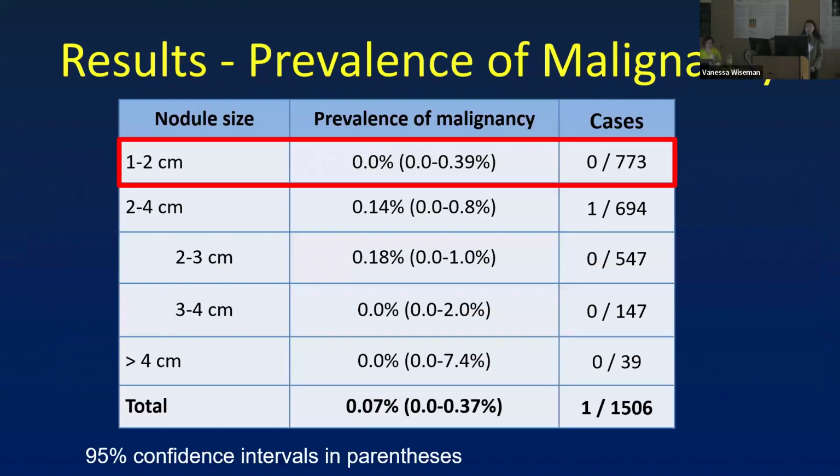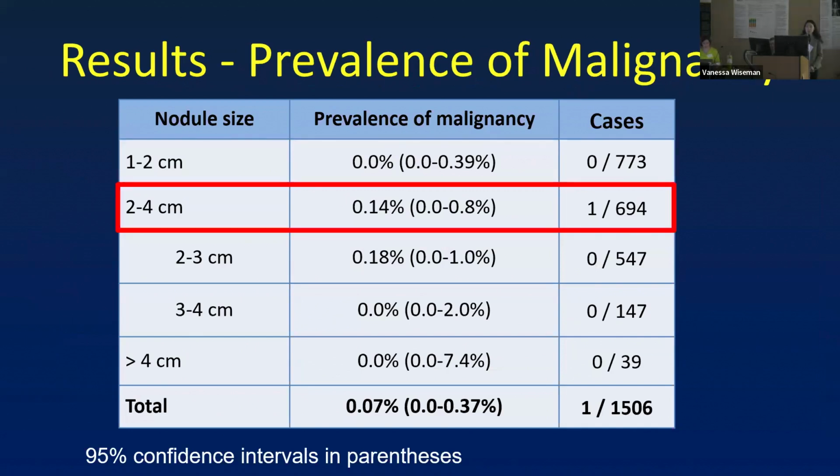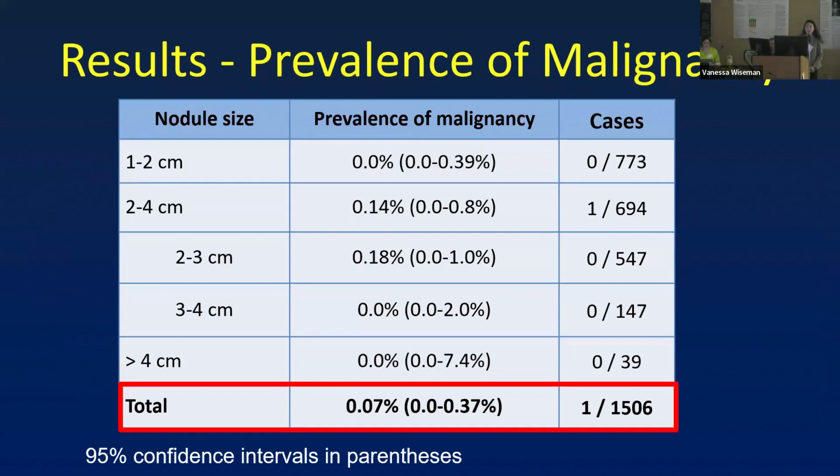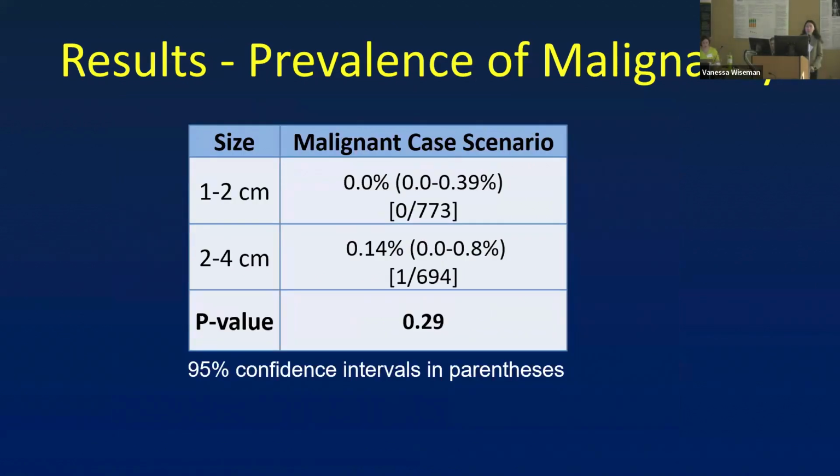So for nodule size, 1 to 2 centimeters, there were 0 cases of malignancy, and the 1 malignant case was 2 to 4 centimeters. No cases greater than 4 centimeters, although there was a small sample size. Overall, the prevalence of malignancy was low at 0.0%. This table shows that there is no significant difference in the prevalence of malignancy between nodules 1 to 2 centimeters and 2 to 4 centimeters.